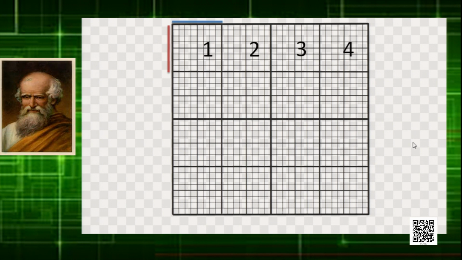You see, in the first row we have 4 squares, in the second row we have again 4 squares, and in the next two rows we have again 8 squares. So, in total we have 16 squares. Now, as 16 squares are there, we can say the area is 16 square units.